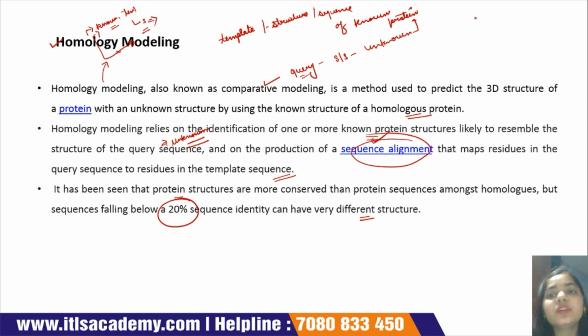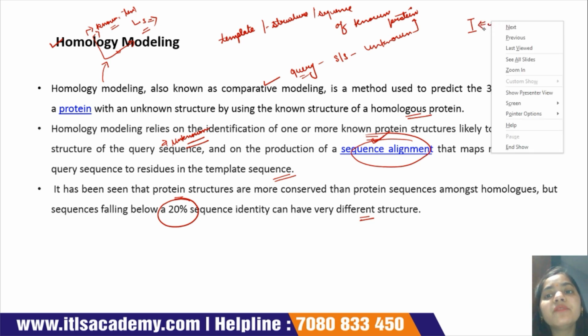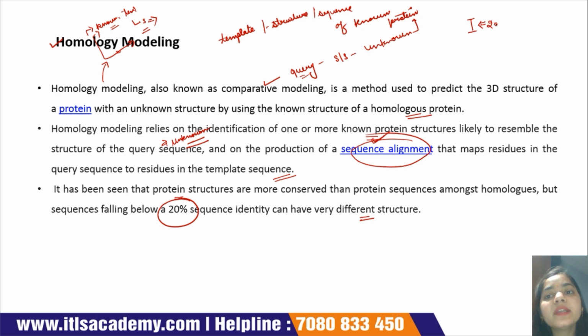Proteins falling below 20% sequence identity have very different structures. If the sequences of two proteins have a similarity below 20%, then the structures of these proteins are different. But if two proteins have a similarity of more than 30%, or more than 20%, then the structures of these proteins are very similar. This is the idea behind homology modeling.